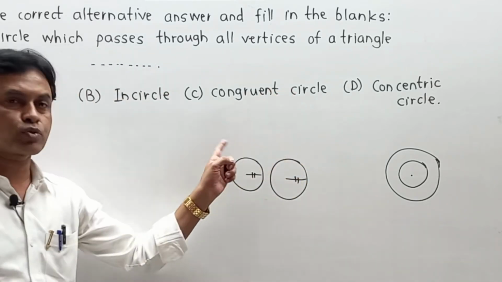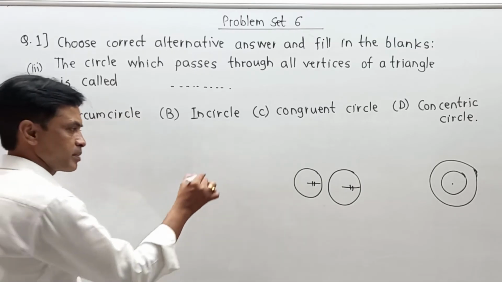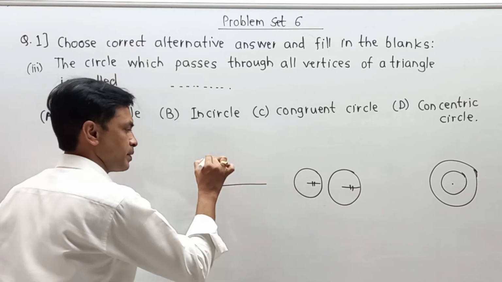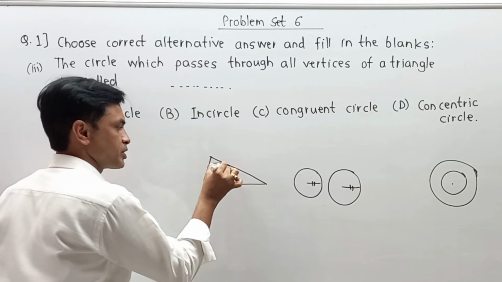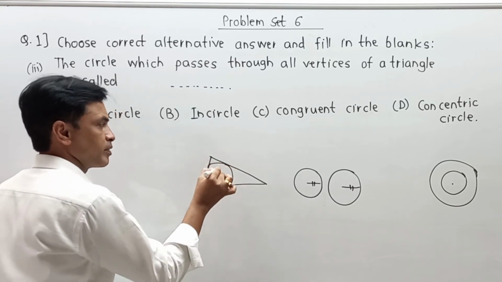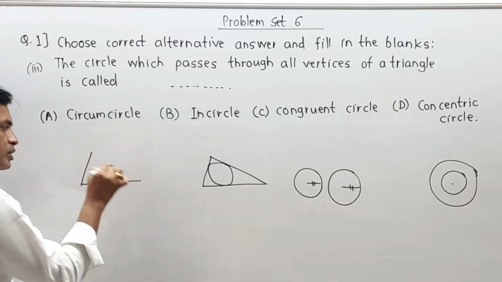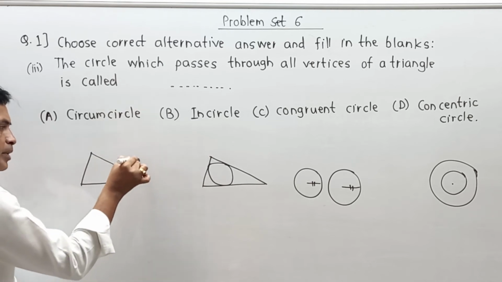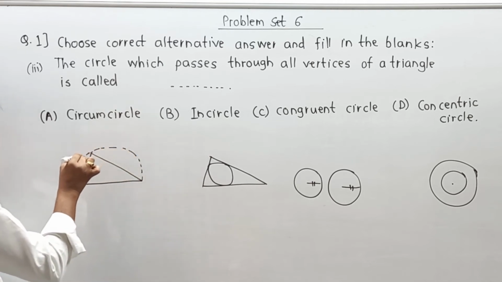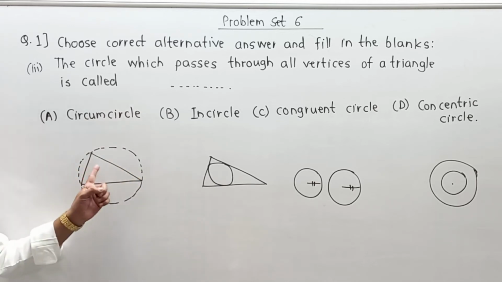Means our last two options are exactly wrong. Third, incircle. Incircle is a concept where we draw any triangle and then draw a circle which touches all three sides; we call it an incircle. Fourth, circumcircle. If we draw a triangle and a circle which passes through all three vertices of the triangle, we call it a circumcircle.